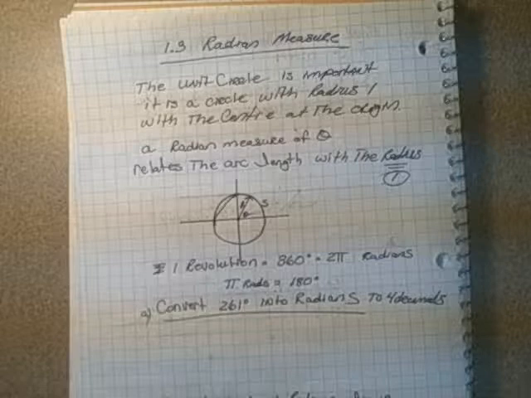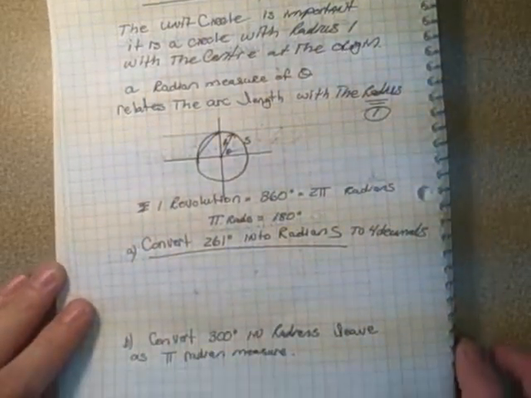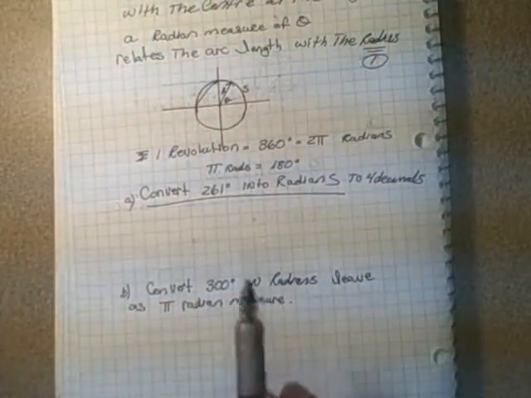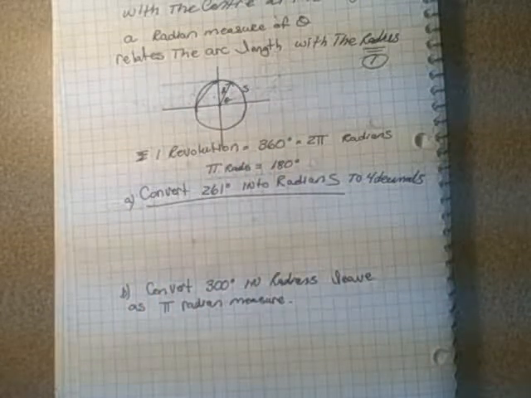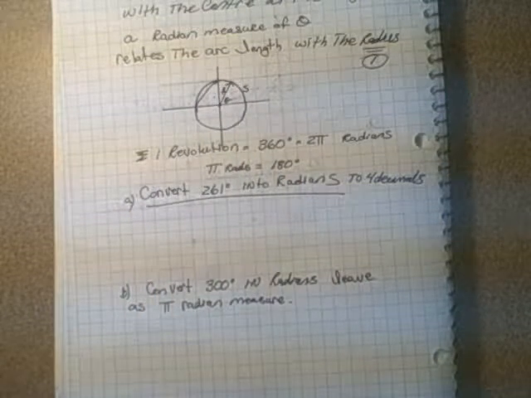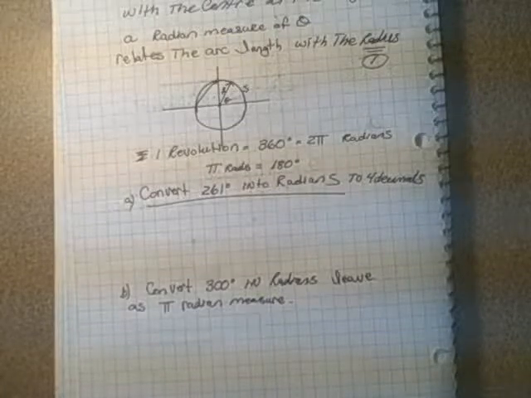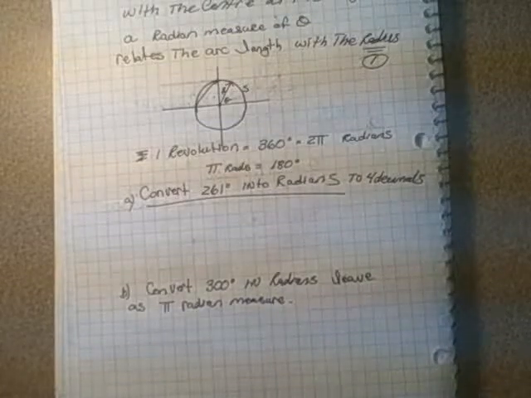The thing that we need to know in this section specifically is that one revolution around a circle is 360 degrees, or 2 pi radians. Those are equivalent units. Therefore, pi radians is the same thing as saying 180 degrees.